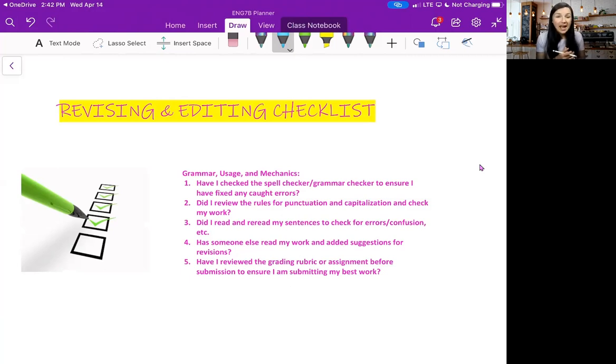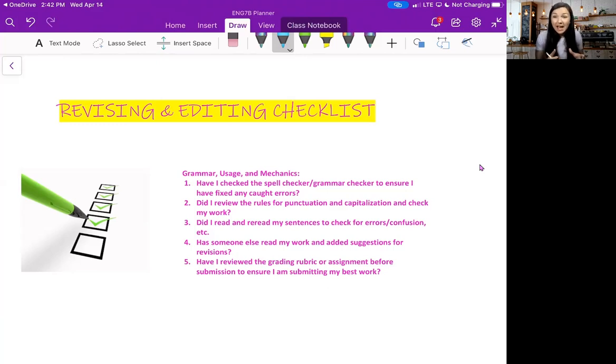and then change those. Then you want to ask yourself, did I review the rules for punctuation and capitalization and check my work? So you want to make sure you're capitalizing the correct things like proper nouns, beginning of sentences, titles, and you want to make sure you're punctuating correctly. Are you using your commas correctly, your dialogue quotation marks correctly, your end marks like periods, question marks, exclamation points correctly? Then ask yourself, did I read and reread my sentences to check for errors or confusion? Sometimes if you reread a sentence, you'll notice you forgot a verb or it just really doesn't make sense. It might be a fragment, which means it's not a complete sentence.